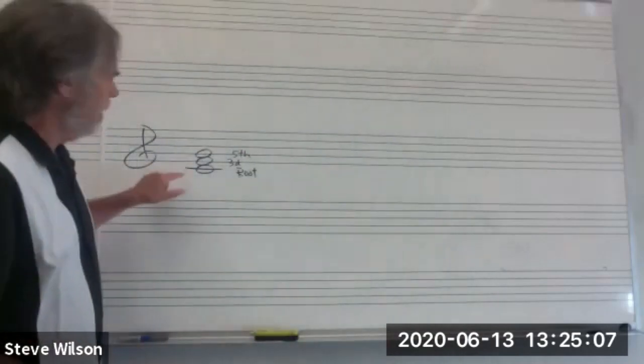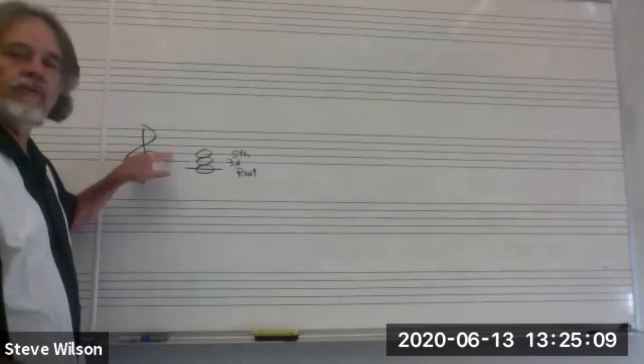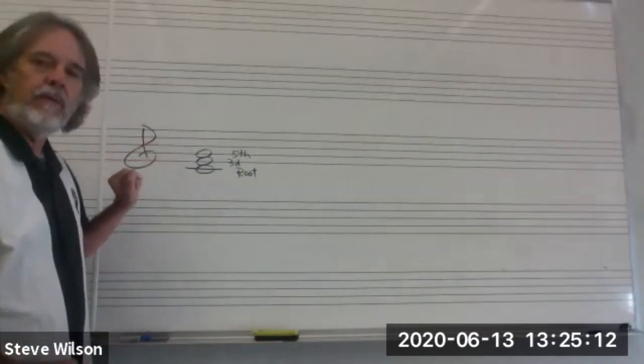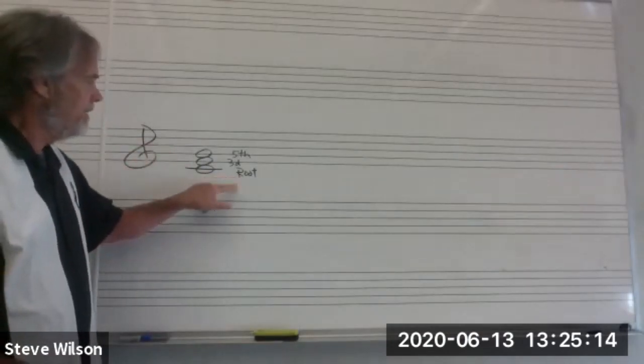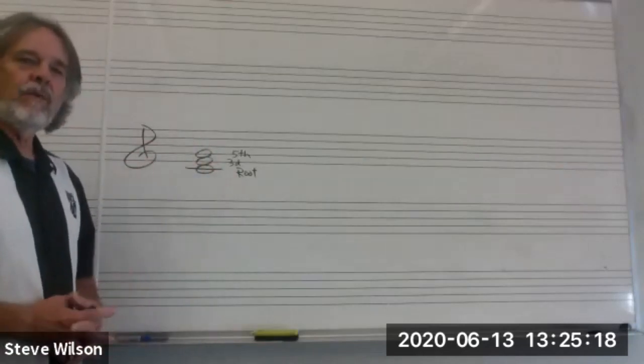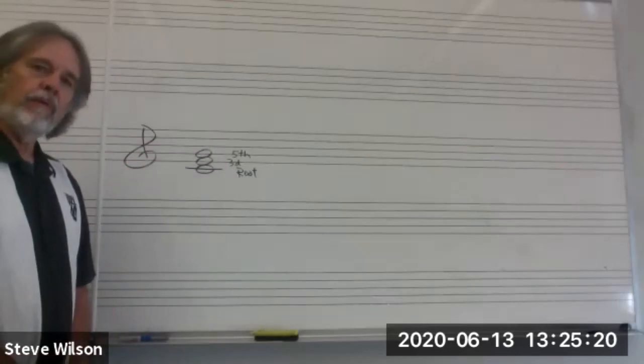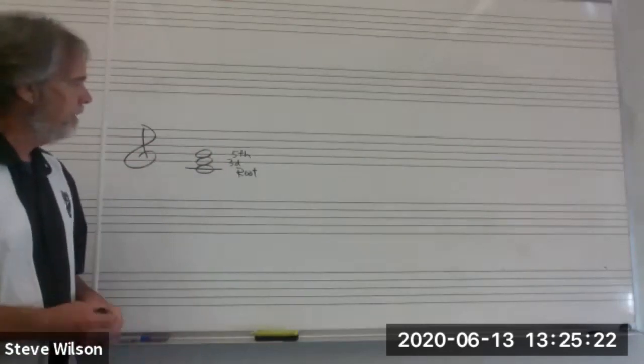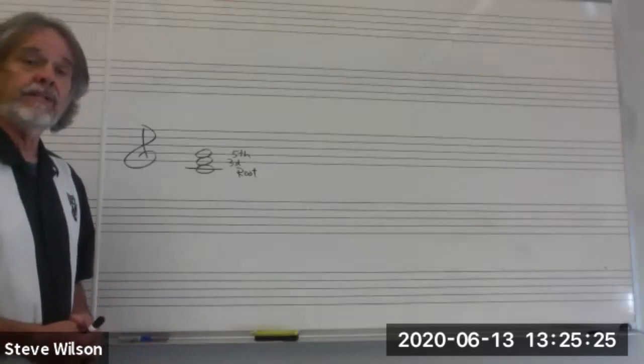Here I have written a C major triad. I think you're pretty familiar with this by this point. It contains a root, a third, and a fifth. Now, at the last lesson, we started to talk about chord progressions, and we talked about a couple of different simple chord progressions using triads.